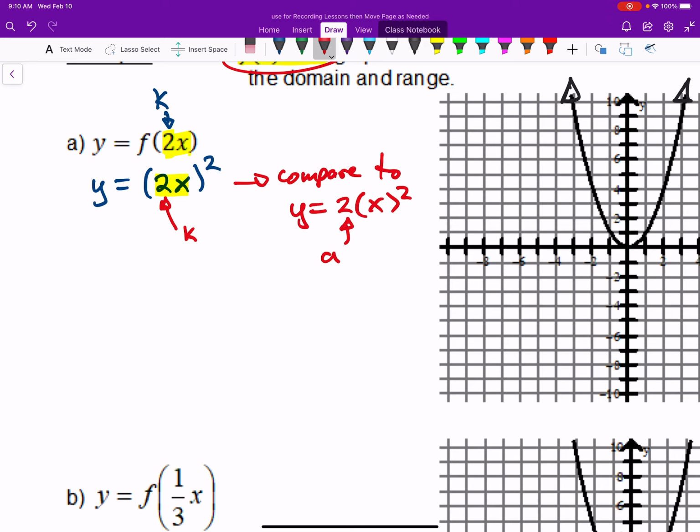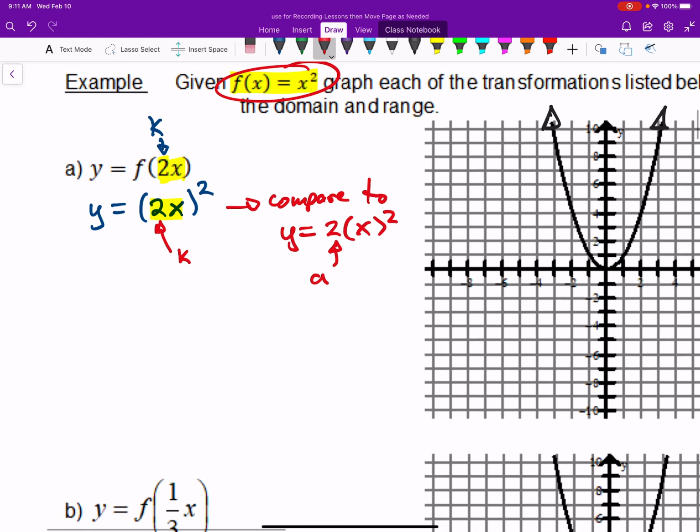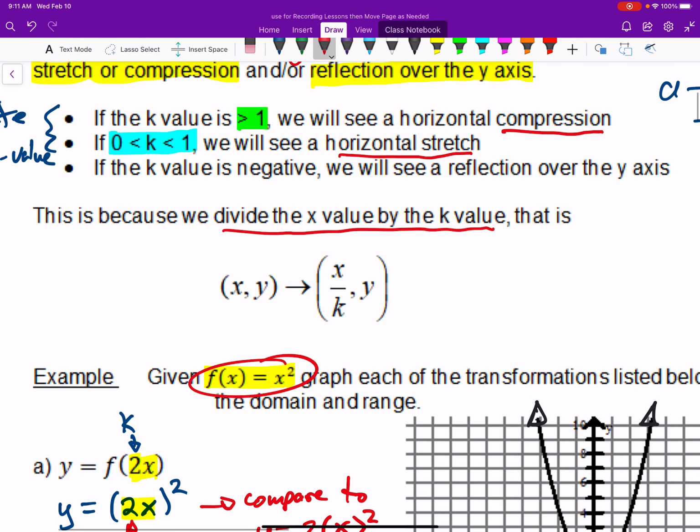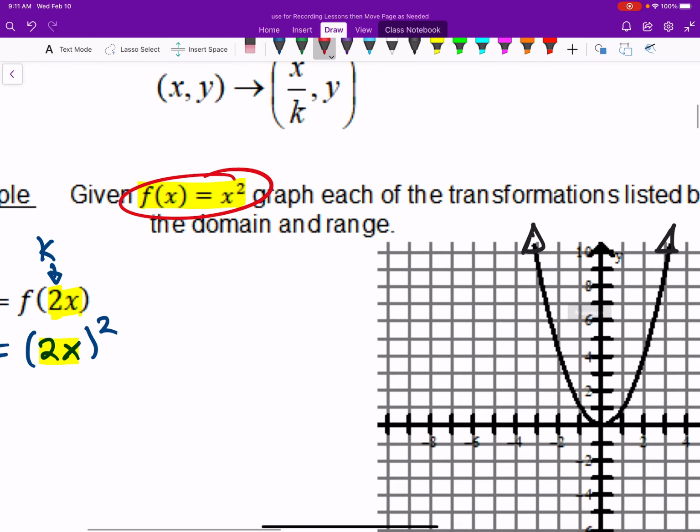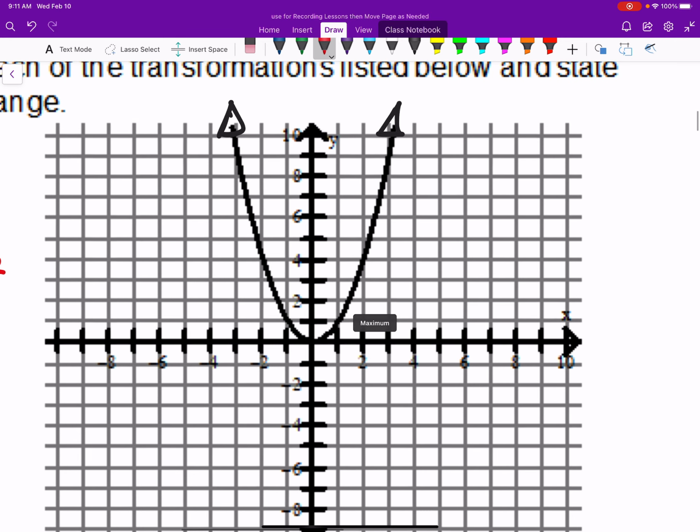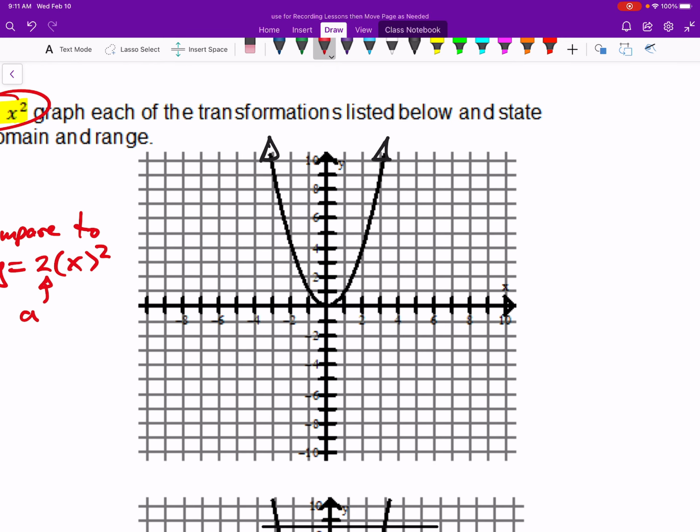So we recognize different transformations, whether they're a or k, by where they are. This one being inside the function means that it's a k value. So based on what we saw above, we know that if k is greater than 1, it's going to be compressed. So we're going to expect this quadratic to become more compressed horizontally. It's going to become skinnier.